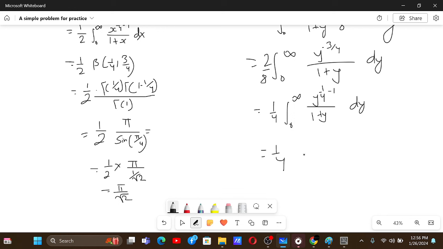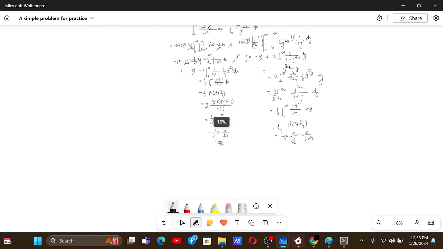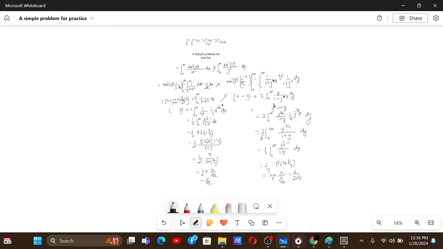This will be just the beta function of 1 by 4 comma 3 by 4, and we already know that is equal to 1 by 4 times pi by 1 by root 2. So this is pi by 2 root 2. And now we need to take the product of these two expressions. If you take the product, this will be pi square by root 2 into root 2 is 4, so that's pi by 2 whole square.